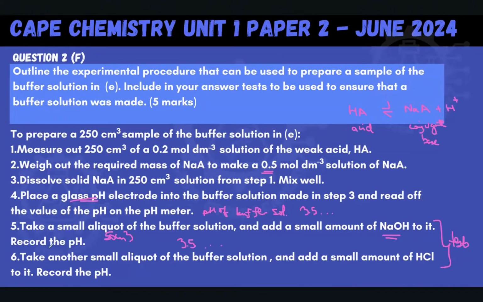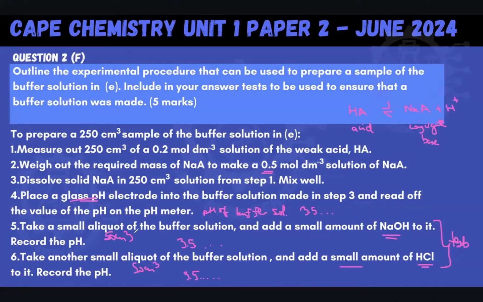And then similarly, here's another test. If I take another small aliquot, so another 50 cm cube, just a small portion out of my larger 250 cm cube, and I add a teeny tiny amount of HCl to it, mix, mix, mix, and I record the pH, I see that it's still around 3.5. That means that my buffer is working. I did in fact make a buffer solution.